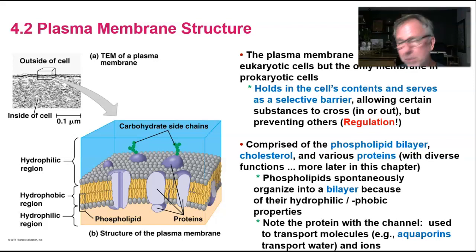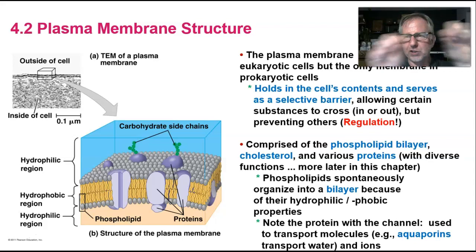Now, the phospholipids spontaneously organize themselves. Nothing needs to direct them. Nothing needs to make them do this. It just happens all by itself. They spontaneously organize into a bilayer, which means 2 layers. So there's 1 layer of phospholipids on one side of the membrane, and then there's another layer of phospholipids that makes up the bottom part of the membrane. So there's 2 layers of phospholipids.